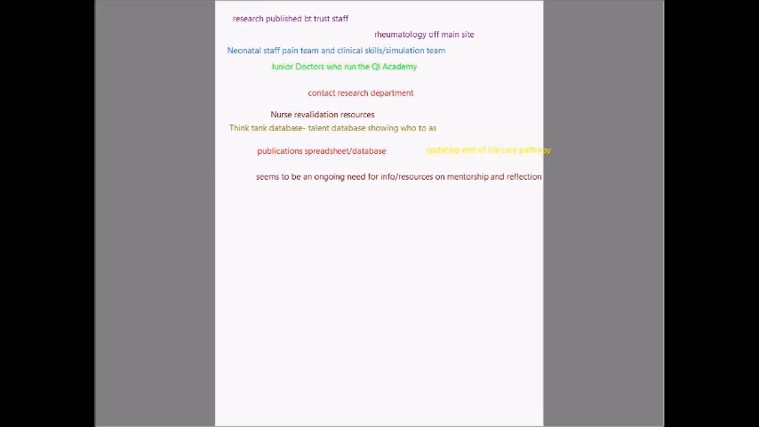Somebody is noting that there seems to be an ongoing need for information and resources on mentorship, reflection and revalidation. That seems a very sensible area around which to develop knowledge assets, as there seems to be a need for that information and know-how. Then things around publications, and maybe a database or spreadsheet of publications produced by local authors. Perhaps working with the research department, maybe even developing help for researchers so that all the information researchers need is together in one place. Another person has mentioned making sure that all the research published by trust staff is notified and included.